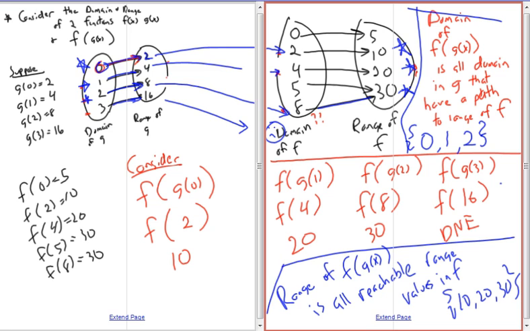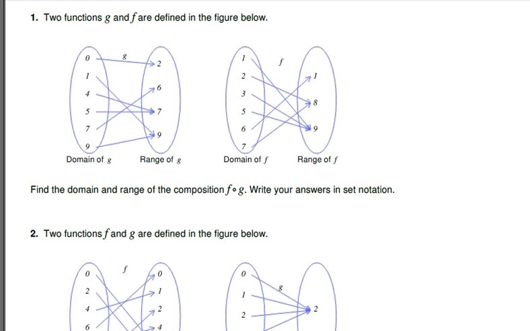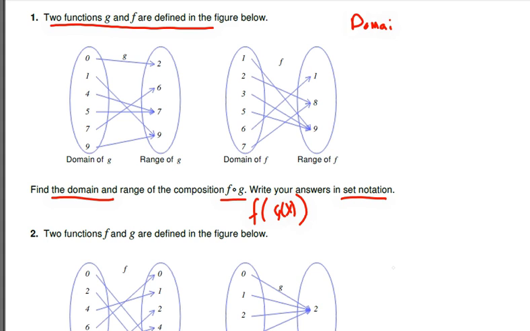Now let's look at something a little bit more legible. Here we go. Two functions, g and f, are defined in the figure below. So there's g and there's f, in the same order that we had a moment ago, which is good. This says find the domain and range of the composition f composed of g. Write your answers in set notation. Well, f composed of g means f on the outside and g on the inside. So let's start tracing through.